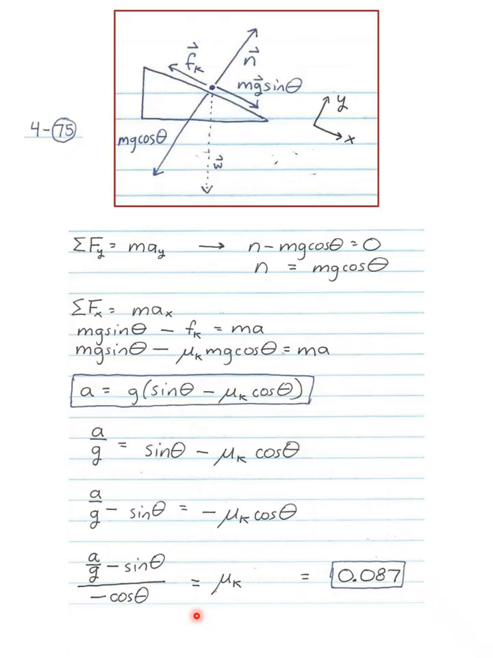And so we can plug in the values for acceleration. We can plug in the sine theta, and we get that mu sub k is 0.087.